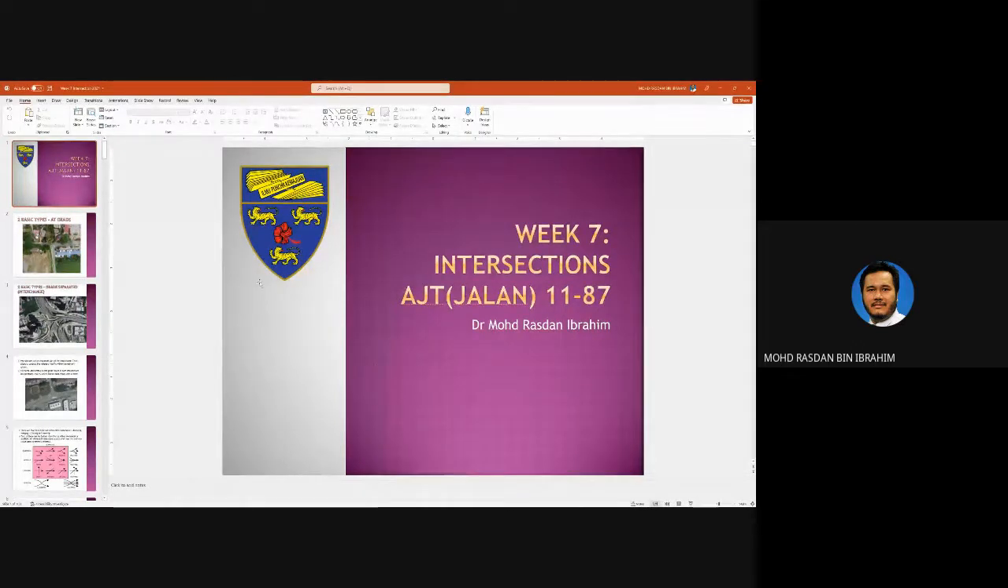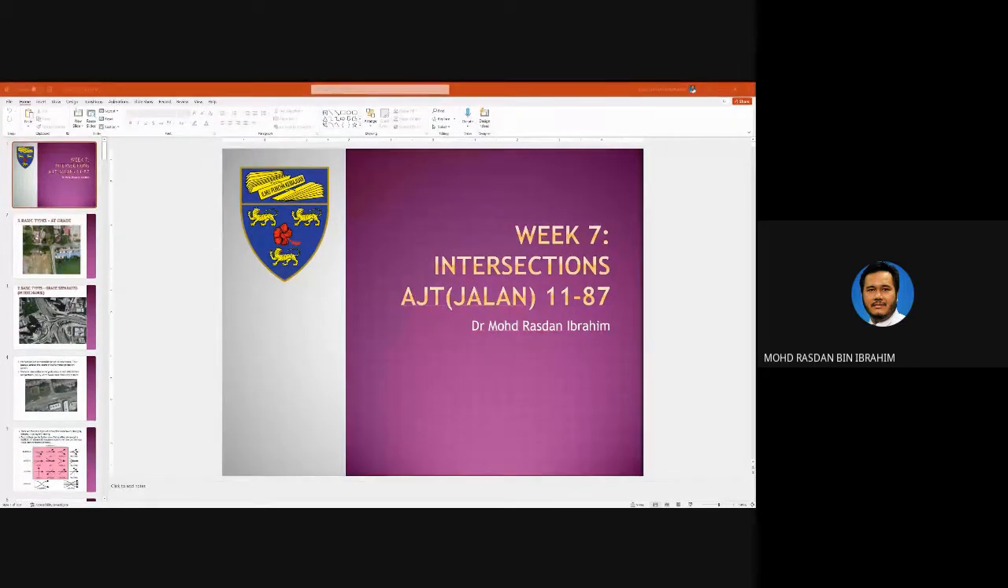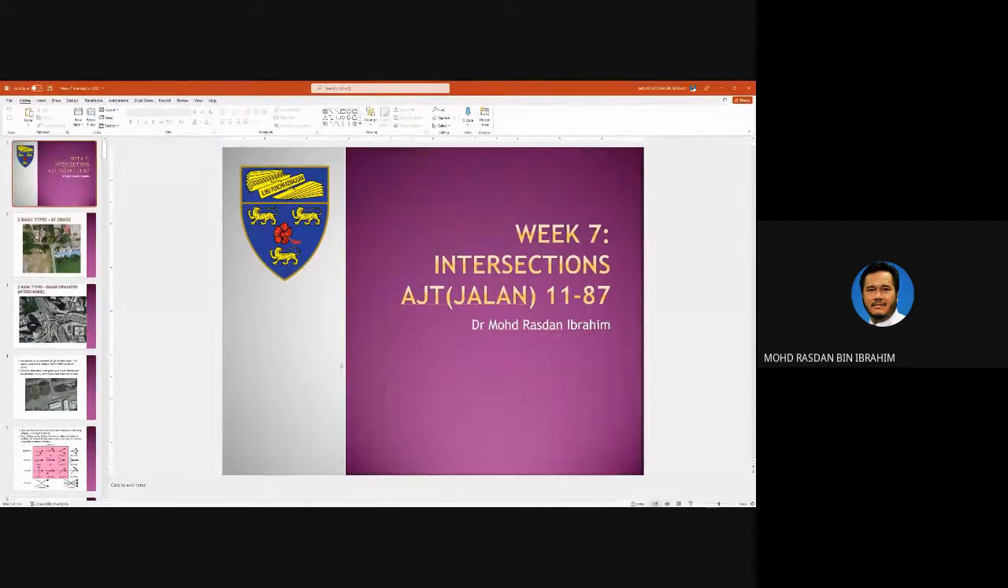So this week we're going to cover intersections, and the notes for this week are extracted from Arahan Teknik Jalan 11-87, which is for at-grade intersections.